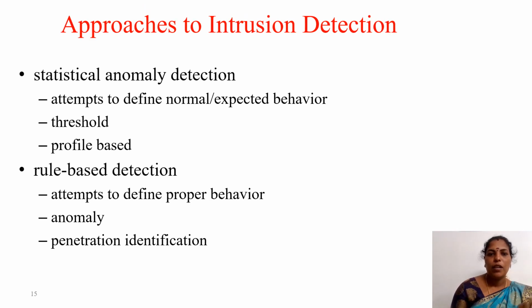Then approaches to intrusion detection include statistical anomaly detection and rule-based detection. Statistical anomaly detection attempts to define normal or expected behavior, and it is based on threshold based statistical anomaly detection and profile based statistical anomaly detection. Rule based detection attempts to define proper behavior based on categories or patterns of the attack. We generate a rule, and based on the pattern only we detect the intrusions.